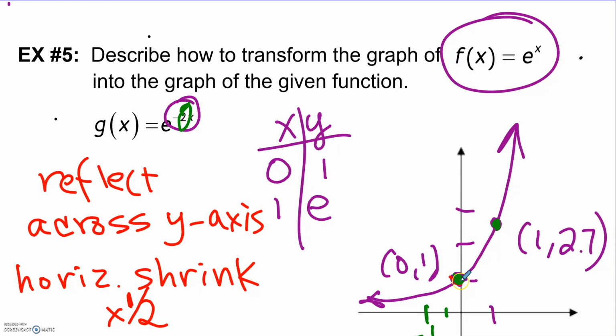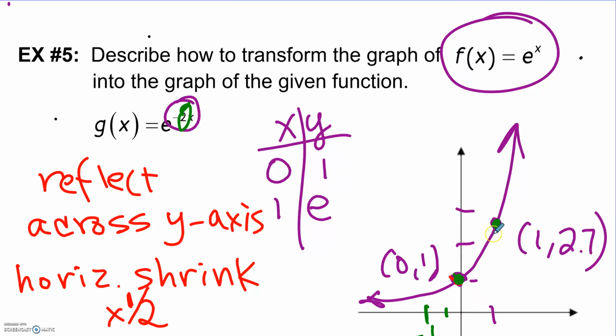The basic points on any exponential graph, kind of your anchor points, are always (0, 1), because anything to the 0 power would be 1. And then (1, whatever the base is). In our case here, the base is e. So if I put in 1 for x here, I would get an output of e, which is approximately 2.7. So those are our two anchor points there. And as these exponential functions have, it has a horizontal asymptote on the x-axis.